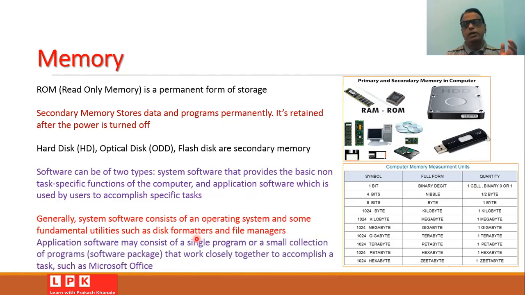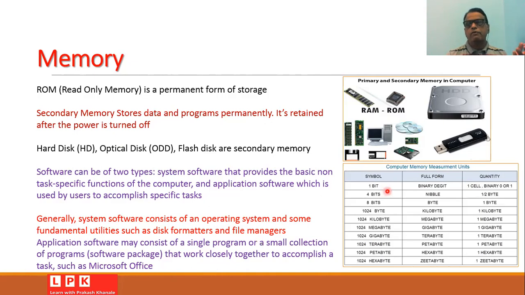And whenever you think of any application software, it is either a single program or it can even be a collection of programs. When it is a collection of programs, that is called a software package, and it will work closely together to accomplish a specific task. So as I said, Microsoft Office is application software that can be used to perform specific office functions. MS Word is a part of Microsoft Office, Excel is a part of Microsoft Office, and PowerPoint is also a part of Microsoft Office.